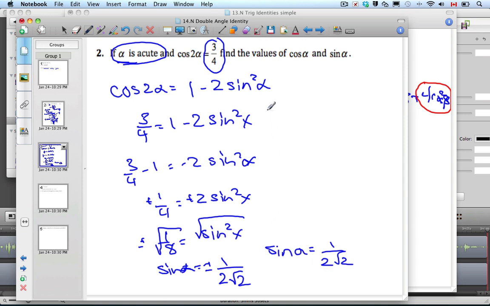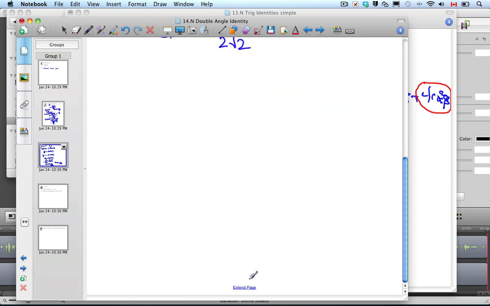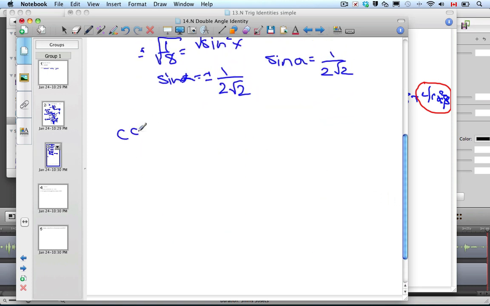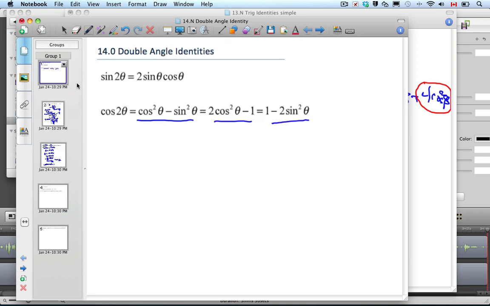Now do the cosine one. We're going to do a lot of the same. Cosine 2 alpha equals 2 cos squared alpha minus 1. Let me look at our formula, and that is the correct one.